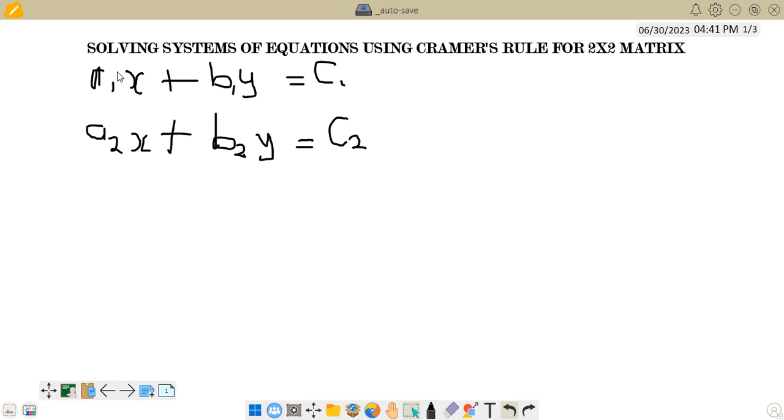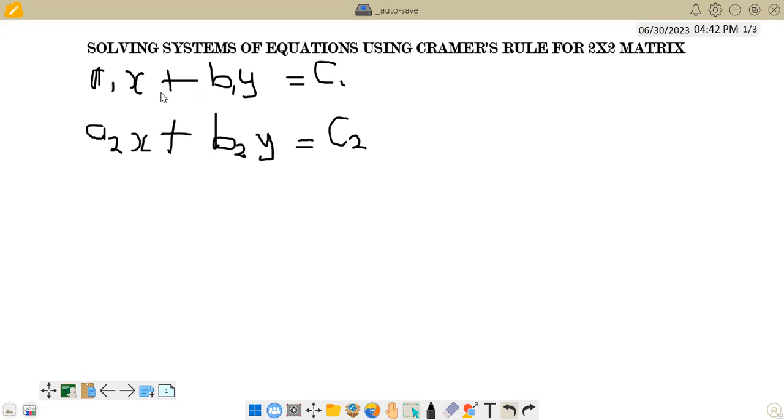I know there are many methods of solving this type of equation, by substitution, Gaussian elimination method, Gauss-Jordan elimination method, but our concentration now will be by using Cramer's Rule.